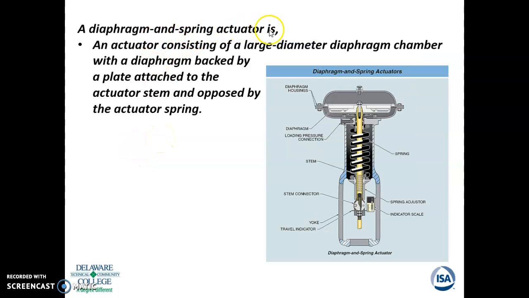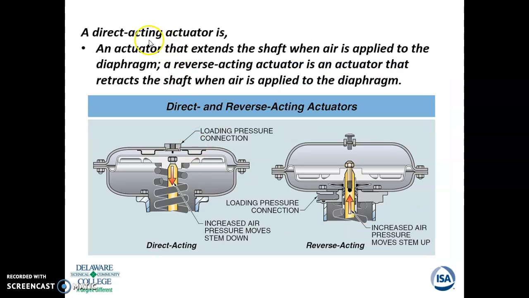There's a diaphragm and spring actuator. Okay, so here's another situation. Again, just looking at them, seeing the difference between them. A direct acting actuator extends the shaft when the air is applied to the diaphragm. A reverse acting one is the one that retracts the shaft. So these just give you the direct and the reverse, again showing you another picture of that. Okay.